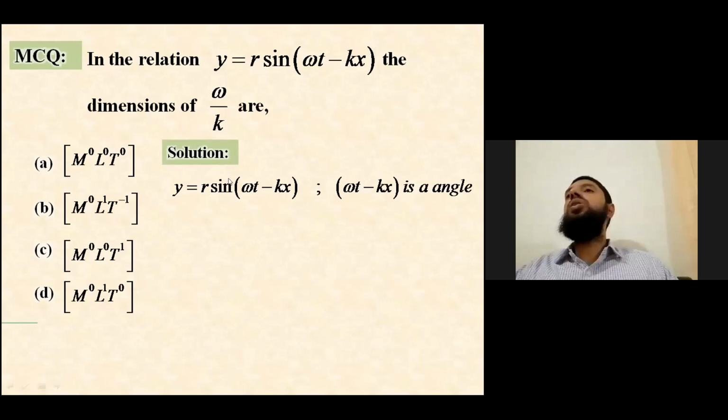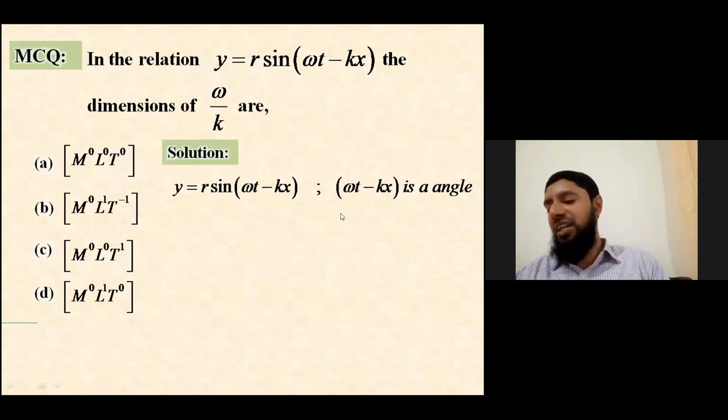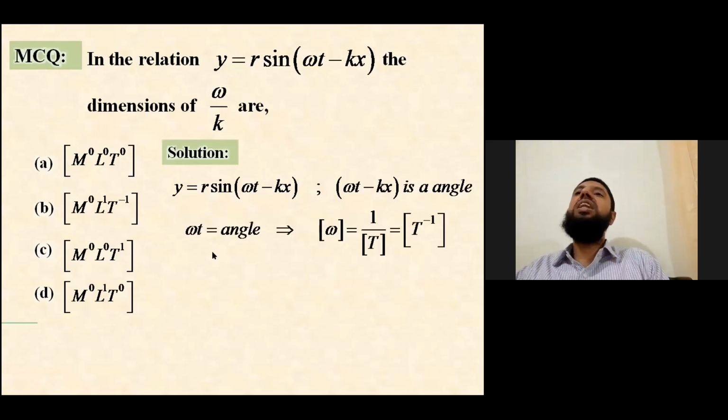Then what about sin of? Sin of means it should be an angle. Therefore omega t minus kx is an angle. Then what are the dimensions of an angle? The angle is not having any dimension. Angle is a dimensionless quantity.